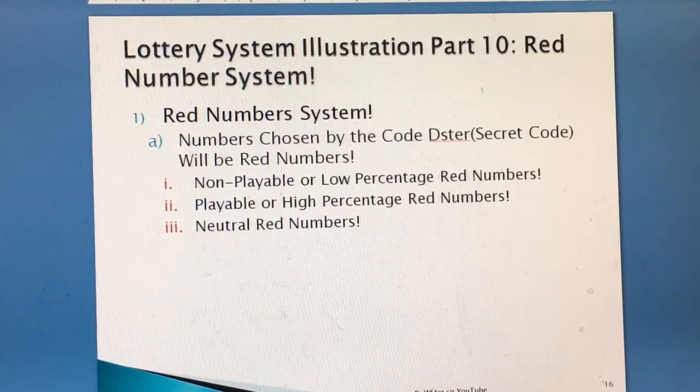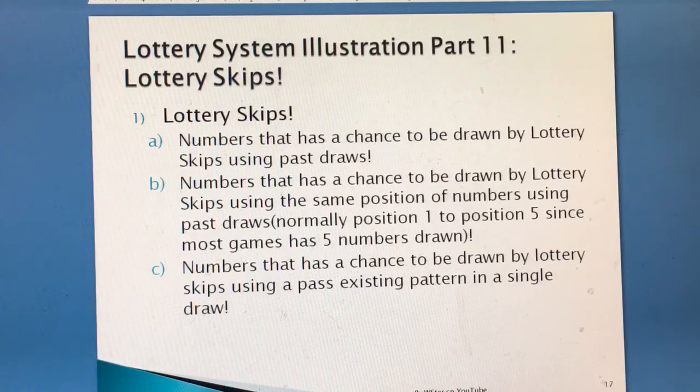Red numbers are chosen by the Dster. They're grouped as non-playable, playable, or neutral numbers. Non-playable are low percentage numbers, and playable are high percentage numbers. You might want to play the playable, high percentage numbers and neutral numbers from the red numbers that are chosen by the Dster system. Also, part 11 is the lottery skips.